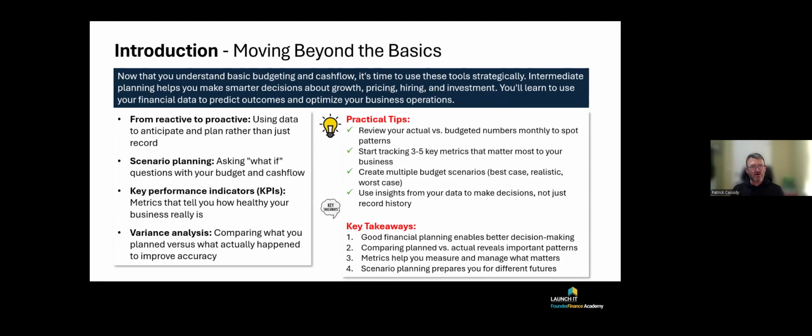So how do you scenario model and plan for your business? How do you look at different outcomes across your business? How to use KPIs to look at the health of your business, and then to look at variance analysis. And variance analysis is just a fancy way of saying, what did I think was going to happen and what actually happened? And what are the underlying reasons behind that? And how do I use that then to plan better in the future?